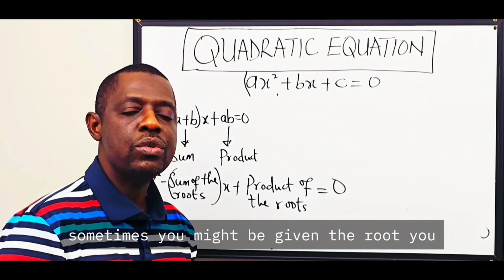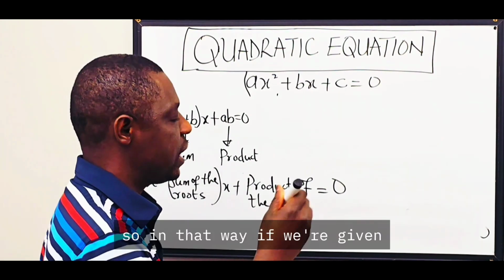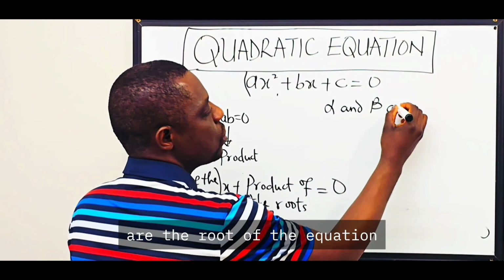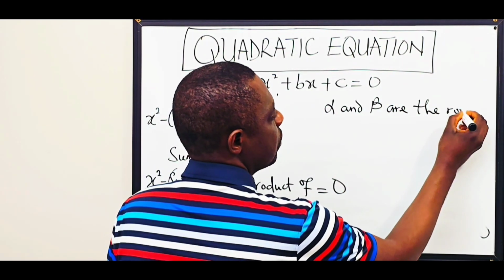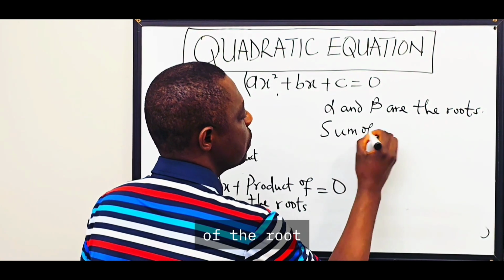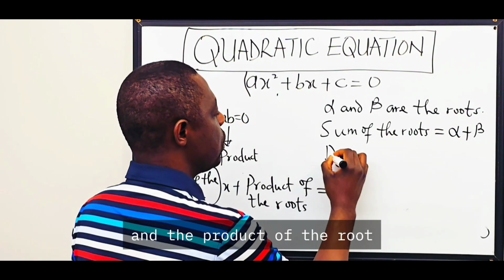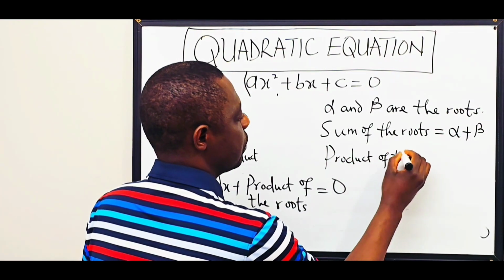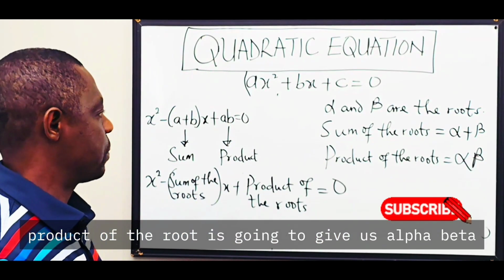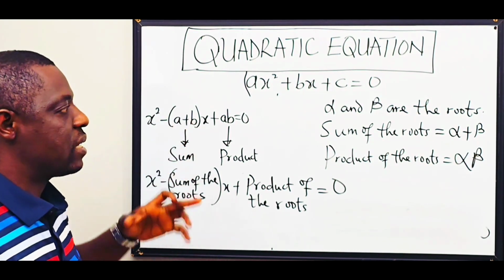Sometimes you might be given the roots of the equation in terms of alpha and beta. So in that way, if alpha and beta are the roots of the equation, that means the sum of the roots is going to give us alpha plus beta, and the product of the roots is going to give us alpha beta. This is when we are considering a and b as the roots of the equation.